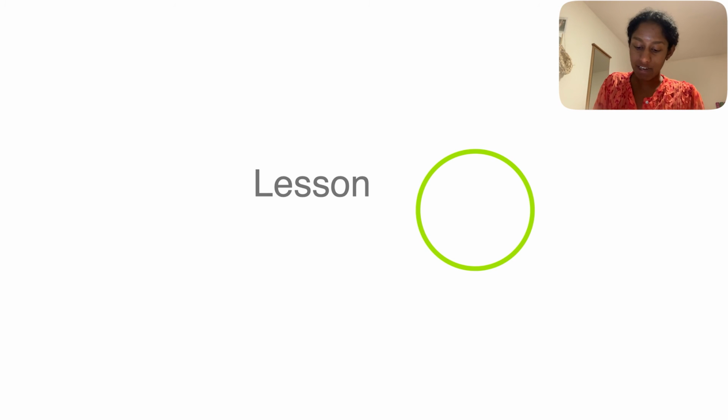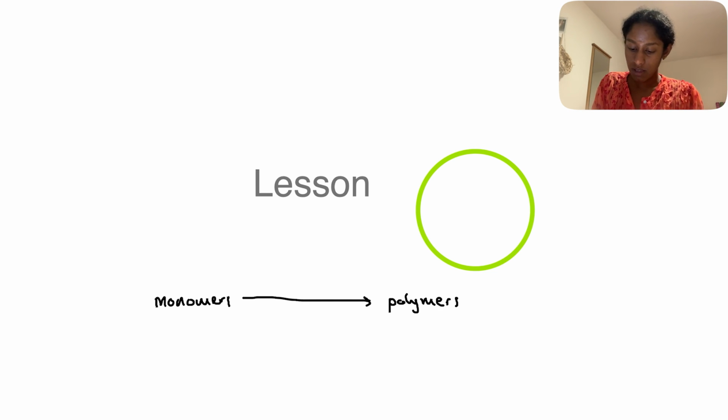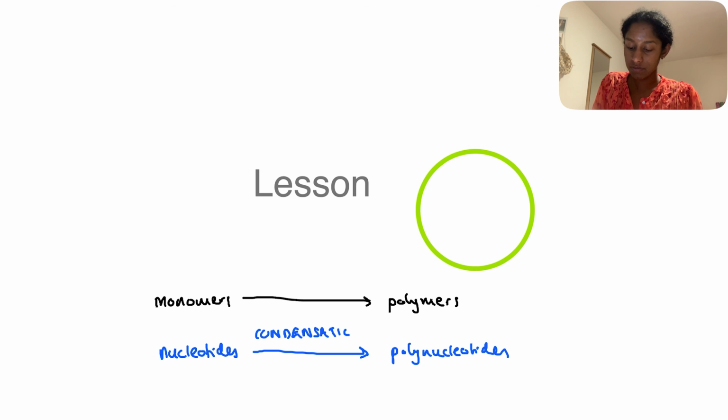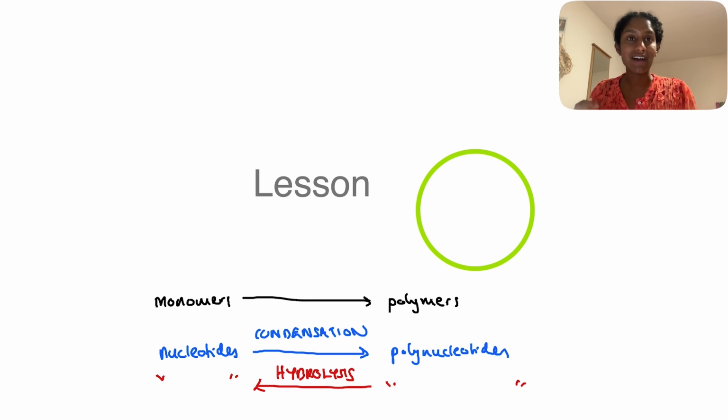Okay, so just to quickly recap for you, remember to go from our monomers to our polymers, our structures that we met were our nucleotides being joined together to form polynucleotides via a condensation reaction, and the reverse is a hydrolysis reaction, which would cause polynucleotides to split up into their individual monomer unit nucleotides.